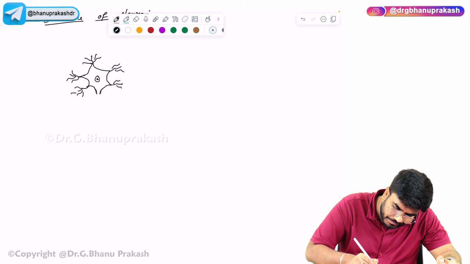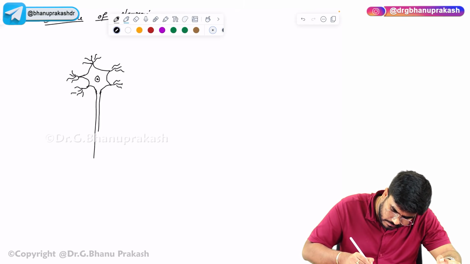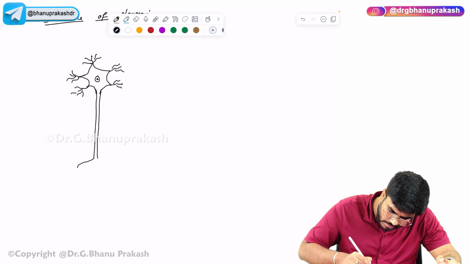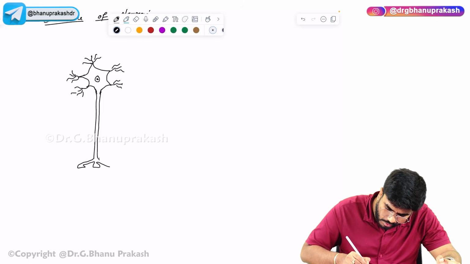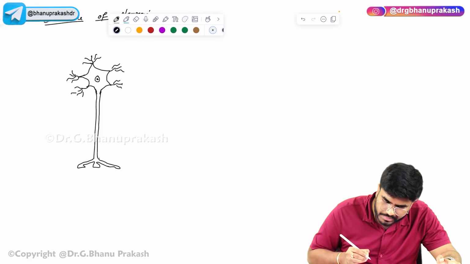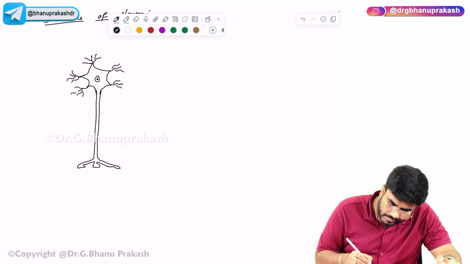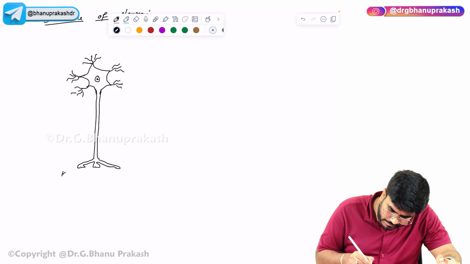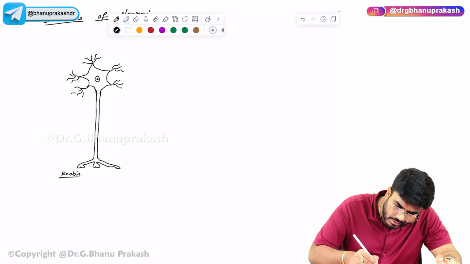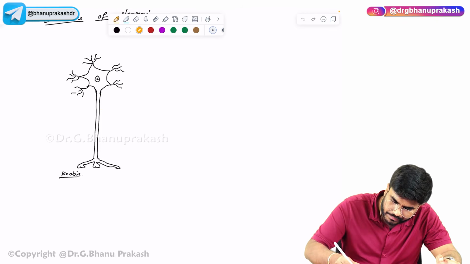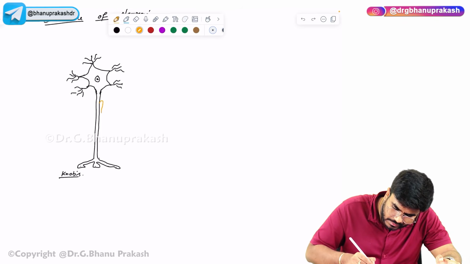Now this cell body continues as the axon, you know it. This axon is going to end here. These are the axon knobs, or nerve terminal. Now, most of your neurons have a myelin sheath around them. So let me draw the myelin sheath here.